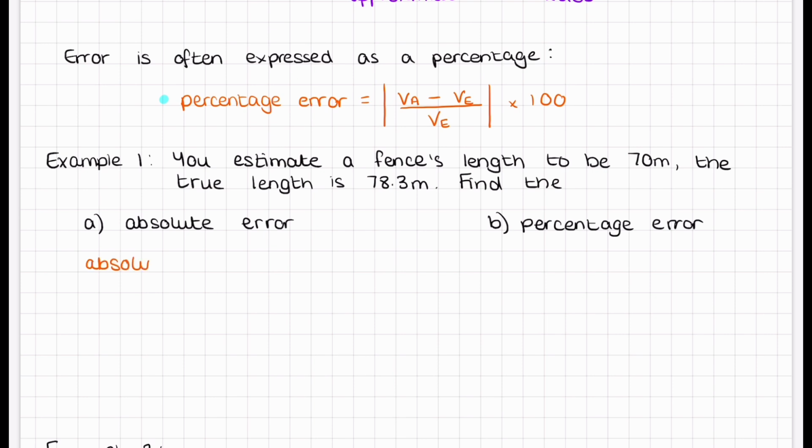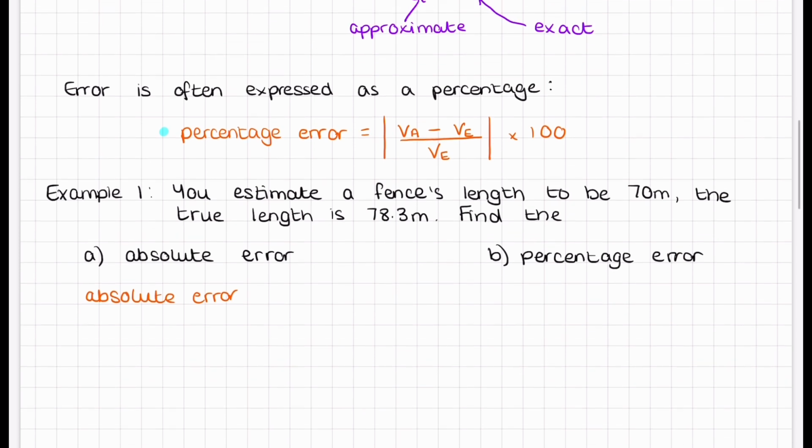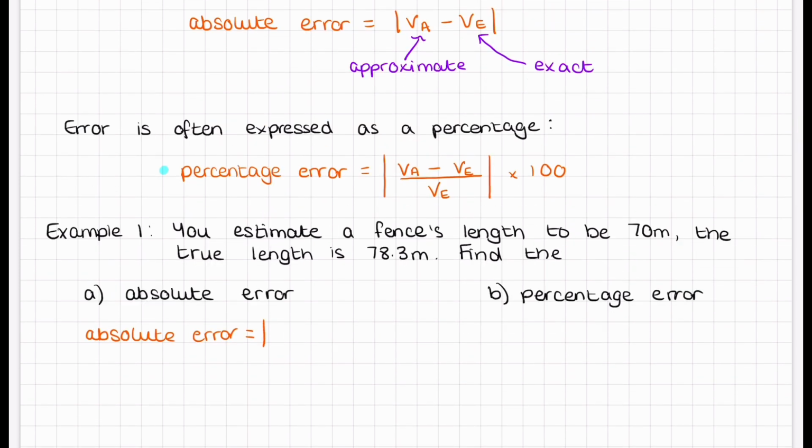So the absolute error, if we look back at our formula, the absolute value of the approximate, which is 70, minus the exact, which is 78.3. When we do this, we'll have the absolute value, which is negative 8.3. Now, because we have the straight lines next to it, it means the error is just 8.3 metres.